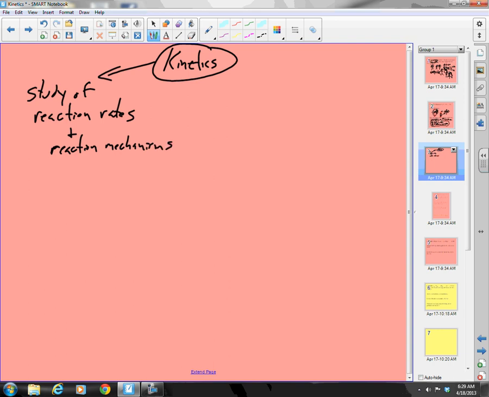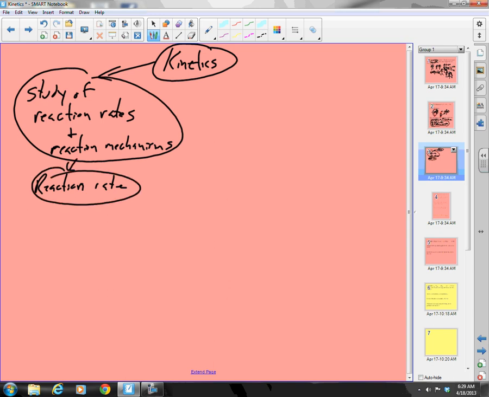Good. And let's just dissect that a little further. What is a reaction rate? Okay. What is a reaction rate? So here is my kinetics, and then I have reaction rates. What are reaction rates? Well, this is the change in concentration per time. Okay, change in concentration per time. Now, what concentration? This could be change in concentration of a reactant per time.